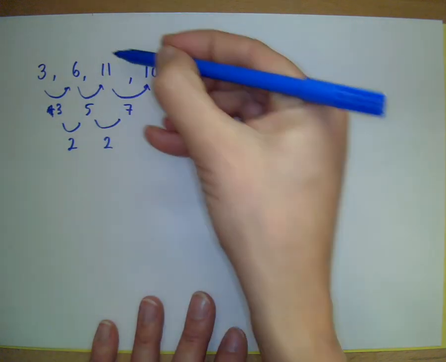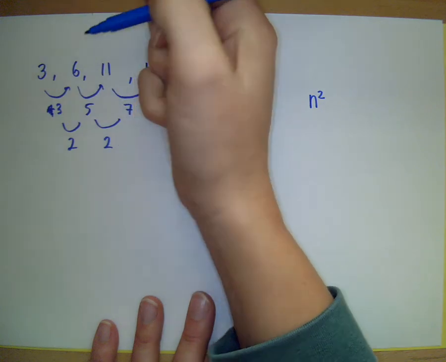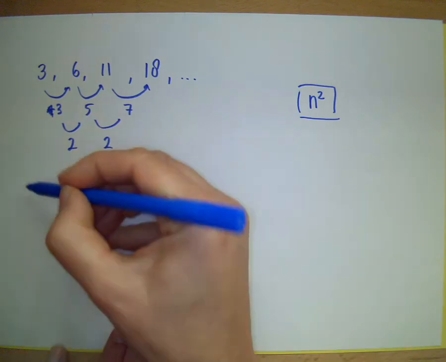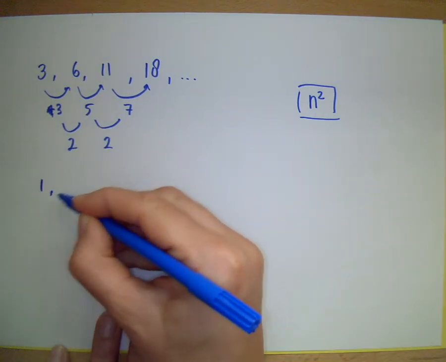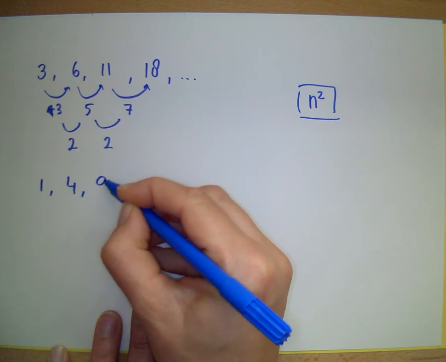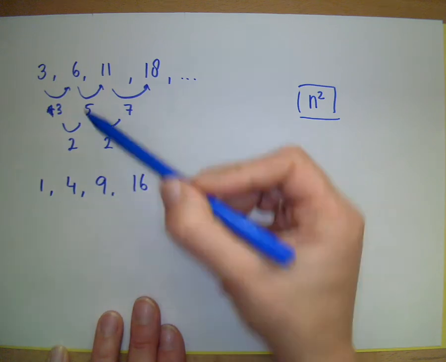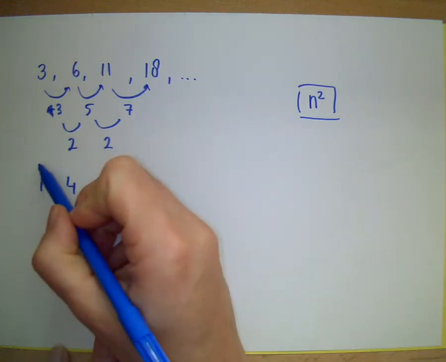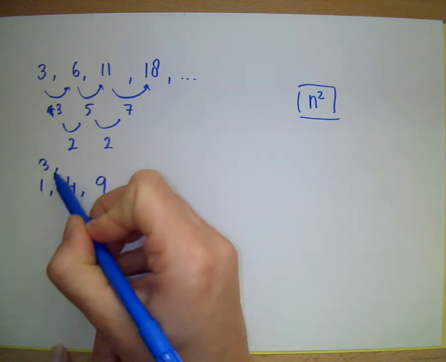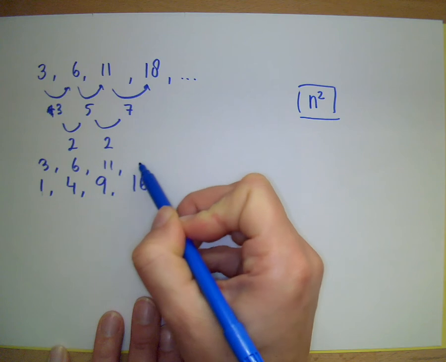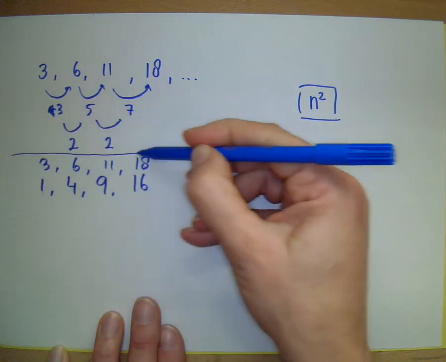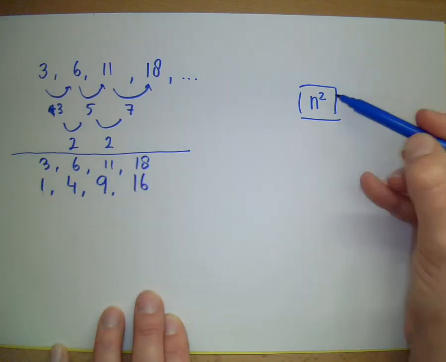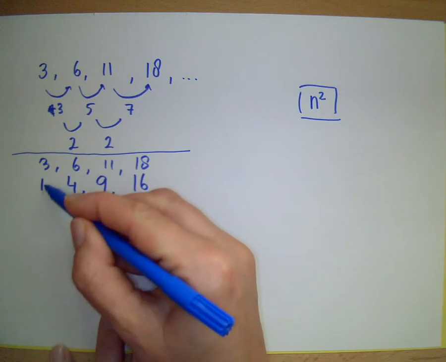Now let's rewrite it. If n squared was all it was, then our terms would be 1, 4, 9, 16, right? They're not though. They're 3, 6, 11, 18. Can I write that up here? Yes. 3, 6, 11, 18. Okay, sorry for making a mess. So now we know it's not going to be n squared. That's not going to be all, right?